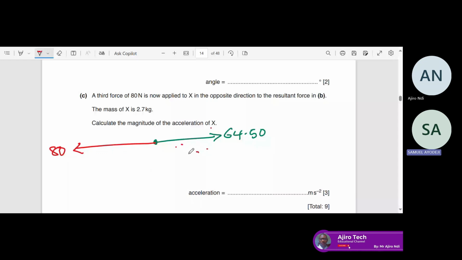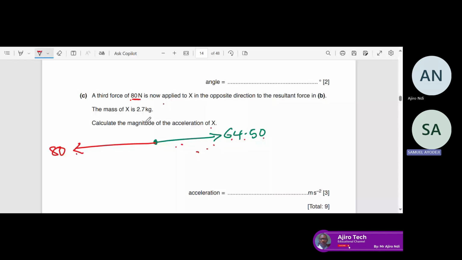Are we together? Can you hear me? Come again. Can you hear me? I didn't catch what you said. This is the resultant force from before, and the question says it's opposite to this one, so it has to be like this, opposite.